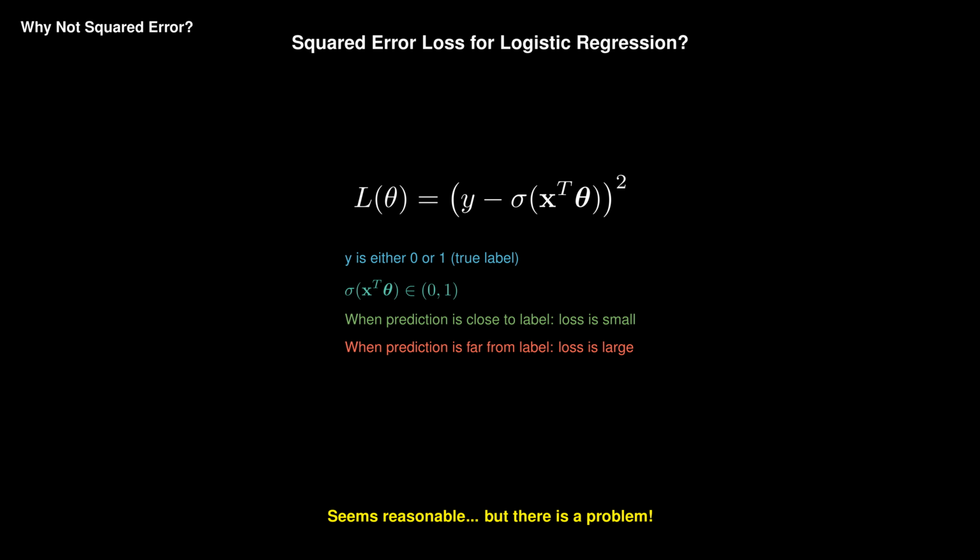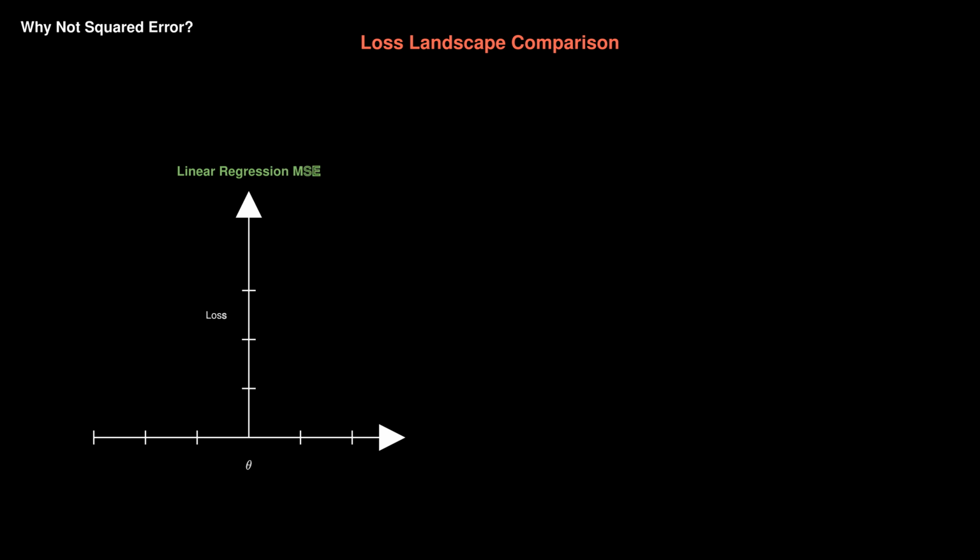It seems natural to try the same thing here. For a single data point, the loss would be y minus sigma of x transpose theta all squared, where y is either 0 or 1, and sigma of x transpose theta is our predicted probability. When the prediction is close to the true label, this loss is small. When the prediction is far from the true label, this loss is large. Sounds reasonable, right? Let us see what happens when we actually plot this loss.